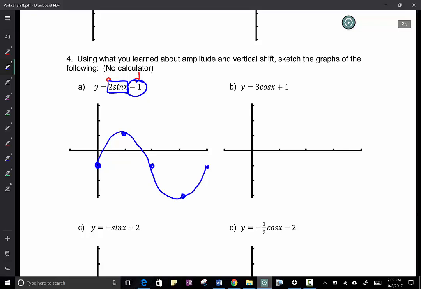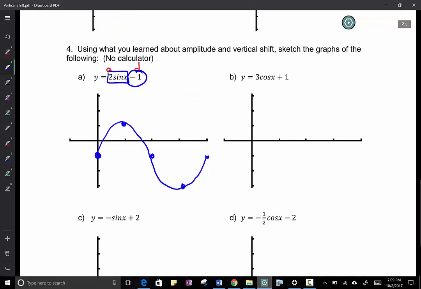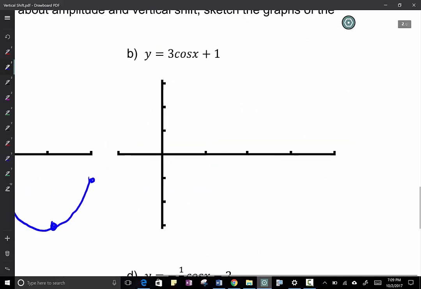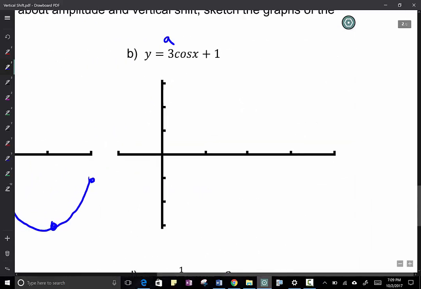Okay? What about, I'll do B, a cosine, then we'll finish it up. Notice we've got amplitude of 3. We've got a vertical shift of up 1 this time. Okay? So I'm going to ignore the plus 1 and just graph 3 cosine. Which I know 3 cosine, instead of starting at 1, it's going to start at 3. That's the amplitude shift. And cosine always starts at the top, it ends at the top, it drops in the middle to the bottom, and it makes the V. Okay? And honestly, those are my coordinates.